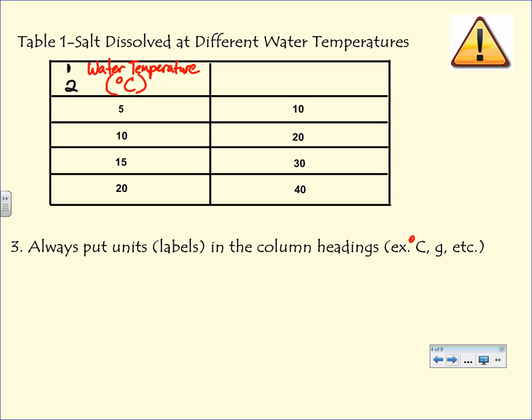On the right-hand column, the dependent variable, that is the amount of dissolved salt. So that is going to be measured in grams. So again, 2 things, the label, and 2, the units, how it is measured.